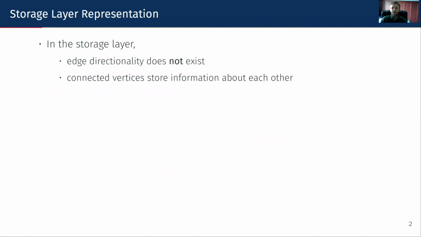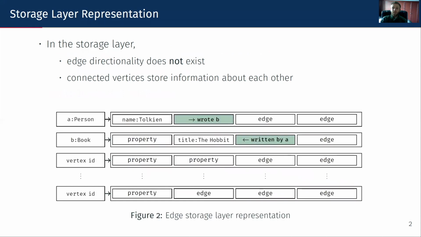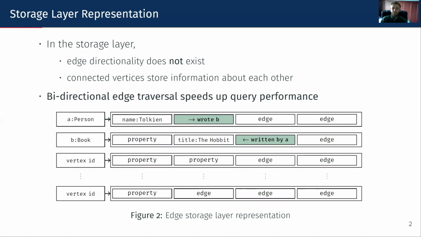However, in the storage layer, this edge directionality does not exist. Both vertices and edge connects store information about the edge. This can be seen in the storage layer representation of Tolkien wrote The Hobbit in Figure 2. In this representation, database records consist of a sequence of properties and an adjacency list. Both adjacency lists of the vertex Tolkien and the vertex The Hobbit contain reciprocal edge pointers for the edge rows. This improves query performance as it allows edges to be traversed in both directions.